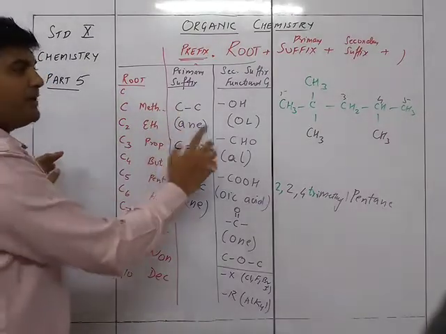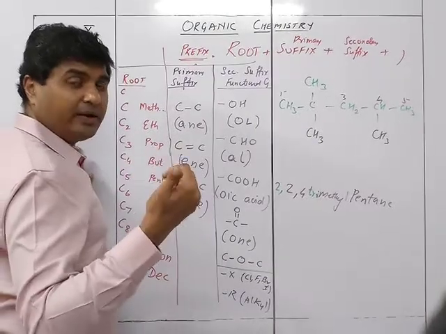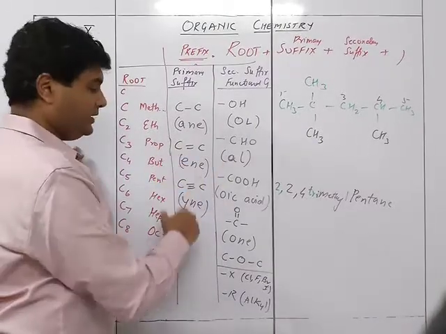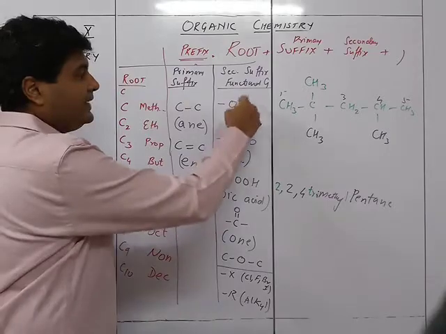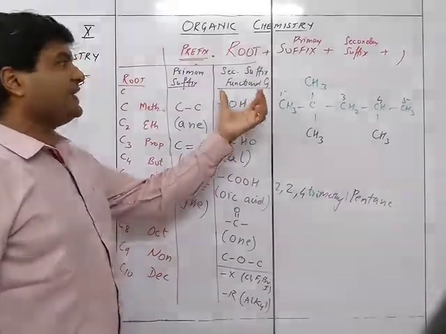The type of bond present inside will give you the primary suffix. That is, if it is a single bond, it will be ane, a double bond ene, and a triple bond yne. And then what kind of functional group is present will give you the secondary suffix.